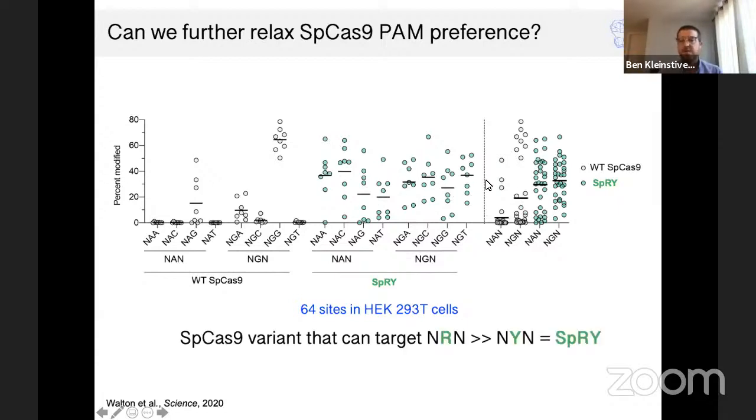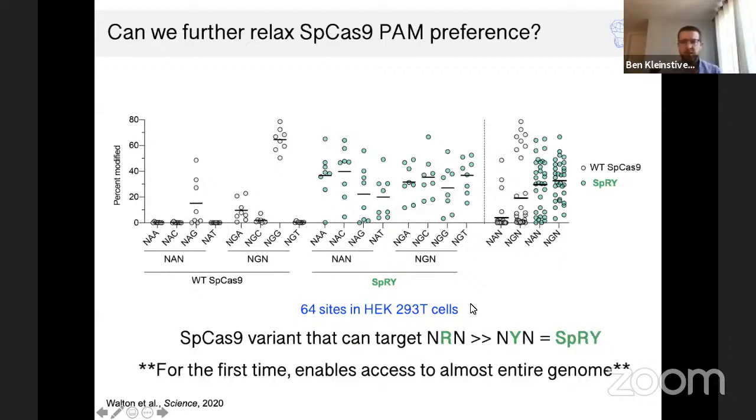SpCas9. So the reason that we call this protein SpRY is that it's an SpCas9 variant that can target sites with NR PAMs, where R is A or G, and also in data that I'm not showing you, very weakly target sites with NYN PAMs, where Y is C or T. So this is an SpCas9 variant that can target NR PAMs and NY PAMs. We think this CRISPR molecule has a lot of utility for genome engineering because for the first time, it can access nearly all of the genome. So this is one protein that can access nearly all PAMs instead of having lots of proteins that can access many different PAMs.